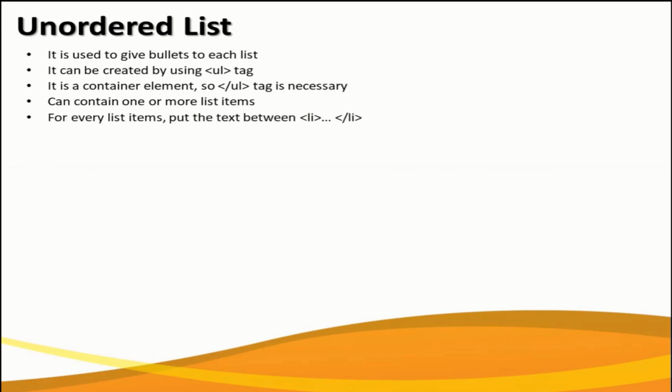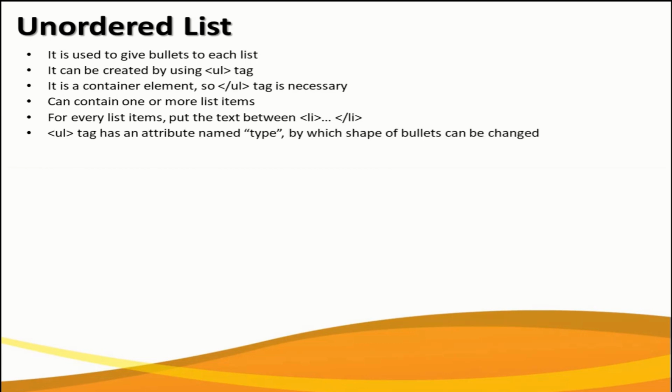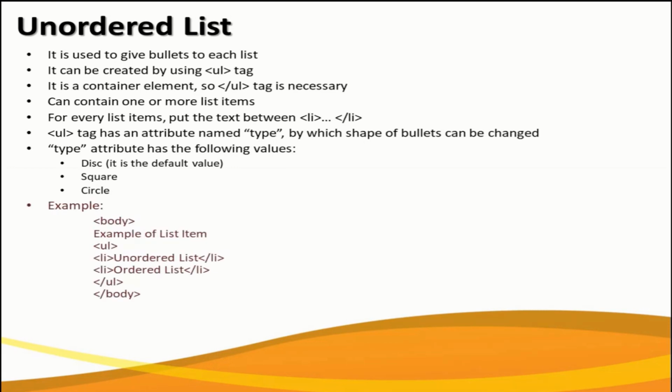To define the list items, use the li tag, which means list item. Type the text you want to make a list item and close the li tag. And put the li element inside the ul element. Unordered lists support an attribute named type, by which we can set the shape of the bullets. The type of shape can be disk, square or circle. Default is disk. Look at the following example for better clarification.